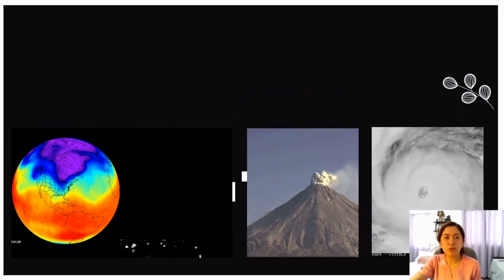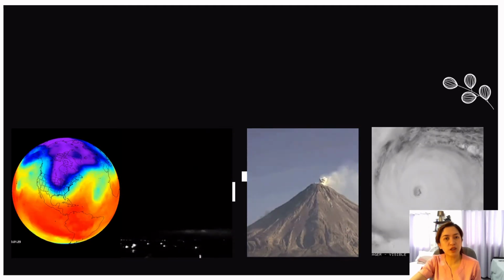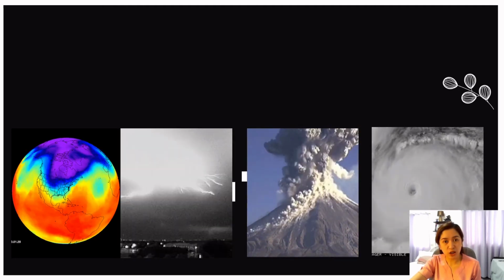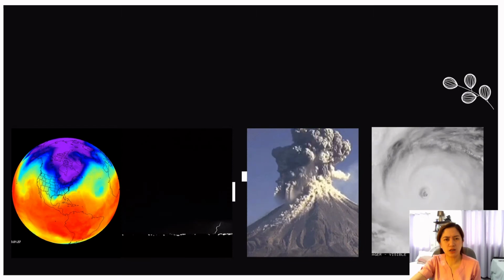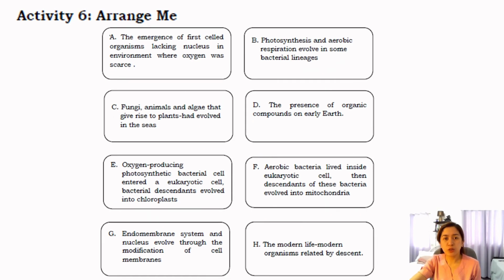The evolution of life is brought about by the changes in the environment, which are linked to changes in climate and geology. Let us proceed to Activity 6, Arrange Me. It is found on page 9 of your module.